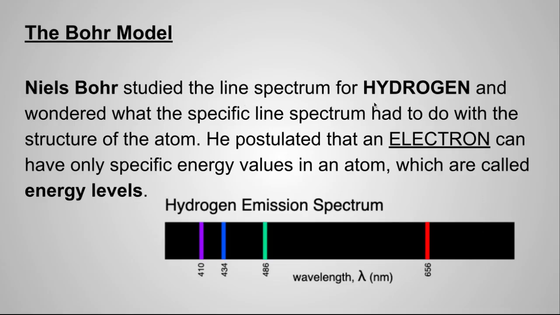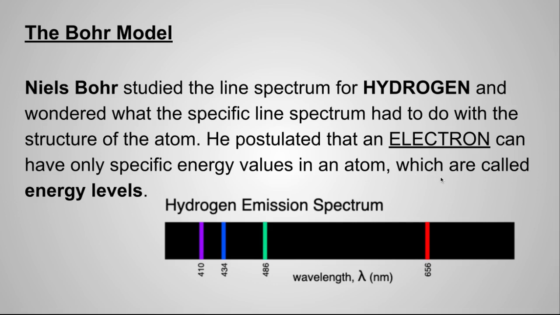So, what Bohr did is he studied hydrogen gas, and he applied a lot of energy to it. And then he looked at the emission spectrum of the gas as he applied a lot of energy to it. And he noticed four distinct colors of light coming up in the spectrum. So, what he knew was that different colors of light had different energies associated with them. And if we look at the paragraph here, it says he postulated that an electron can have only specific energy values in an atom, which are called energy levels.